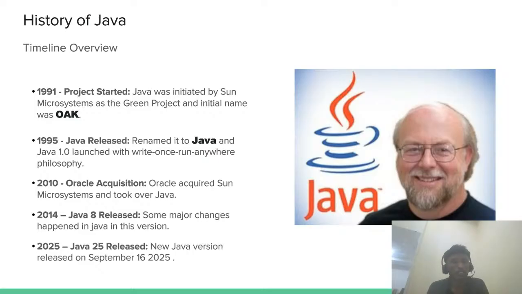In 2010, the Oracle acquisition from Sun Microsystems was done, and after that they started releasing new Java versions and updates. In 2014, Java 8 was released, with some major changes. Mostly 99% of people are using Java 8. Recently, last year in 2025, Java 25 was released, but most companies are using Java 8 only.